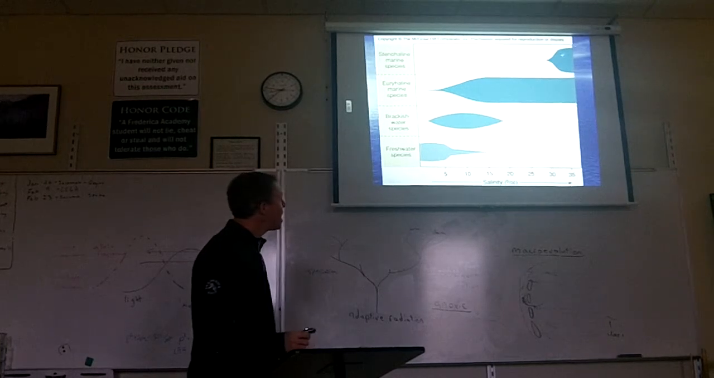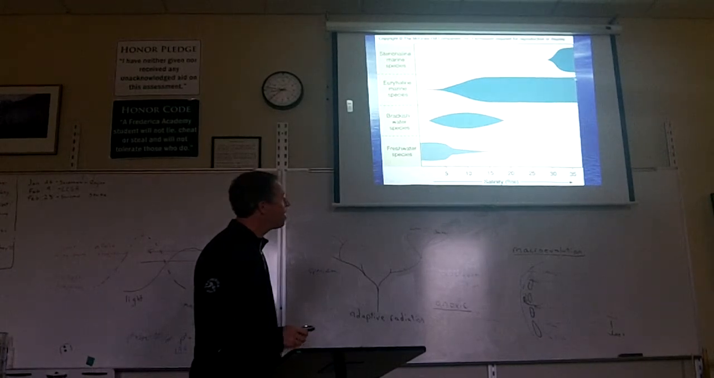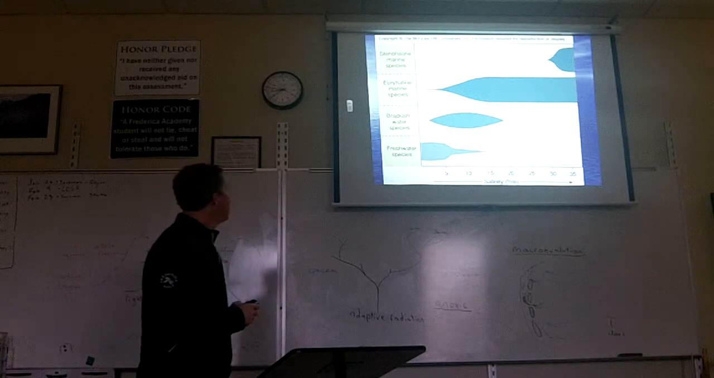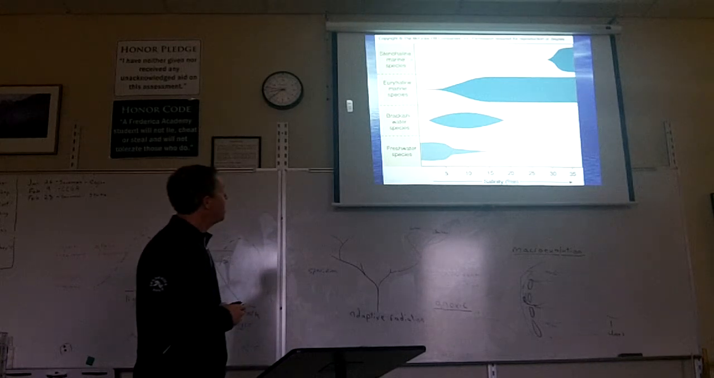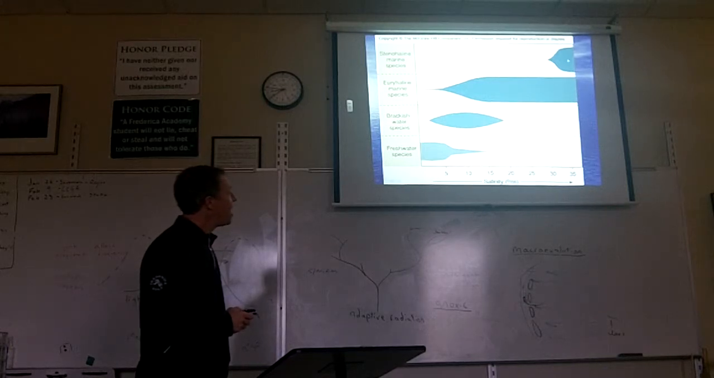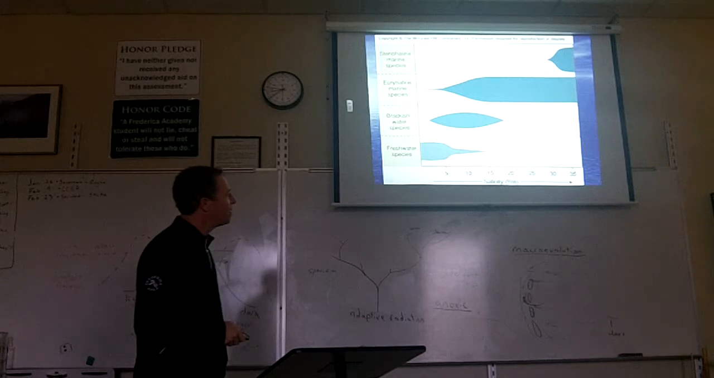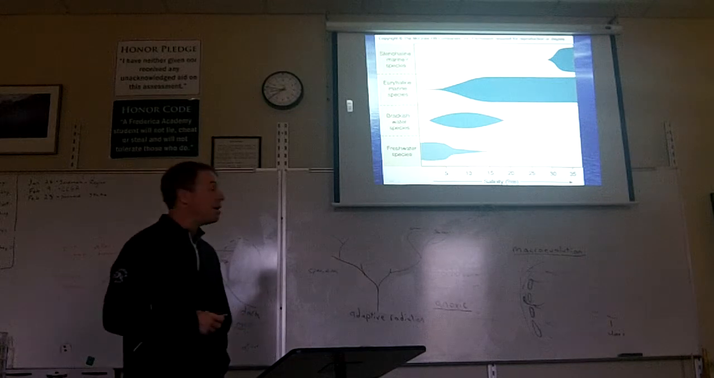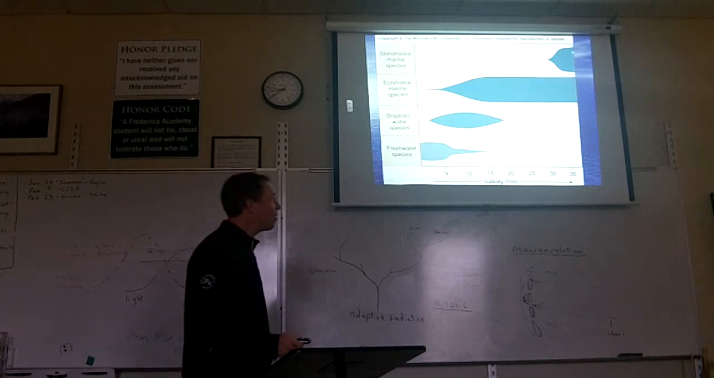So we have different types of species that live in different areas of the marsh. Stenohaline marine species are marine species that like completely salty water, that like to live at around 35 parts per thousand. We call that stenohaline. That's a saltwater fish, for instance. It can't live if the salt level isn't high.